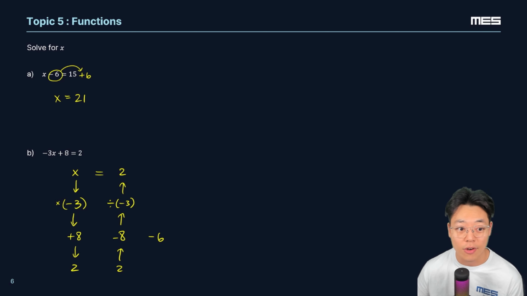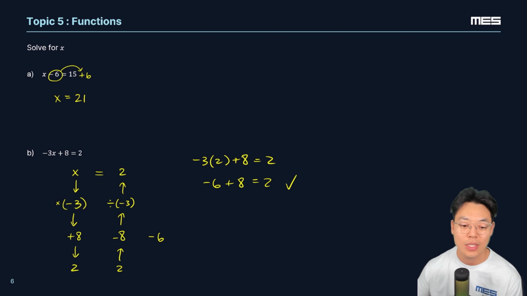We can always check our answer. We can get -3 times 2 plus 8 is equal to 2. Is that true? -6 plus 8 is in fact equal to 2. We know we have the correct answer.